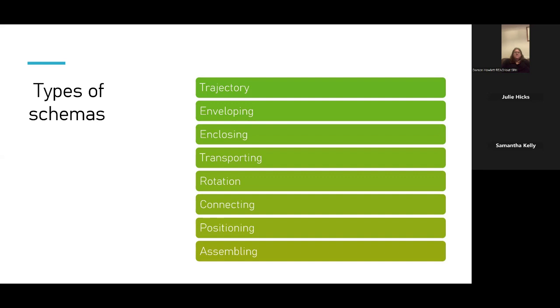Oh, they've got assembling now. That's a new schema. Okay. Assembling. So we've got trajectory, enveloping, enclosing, transporting.